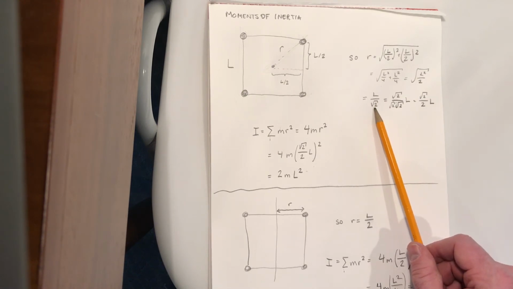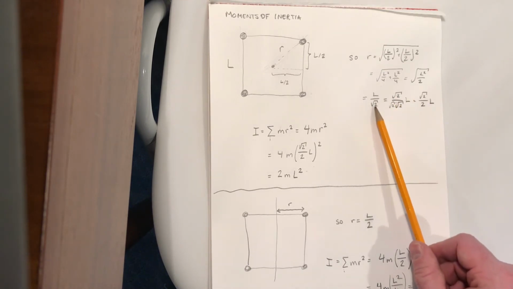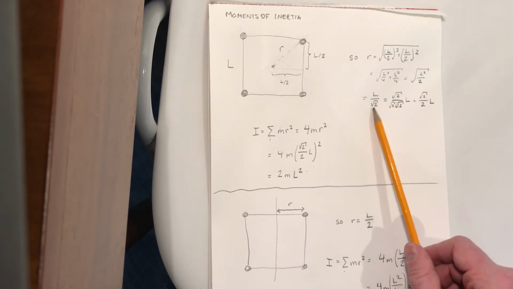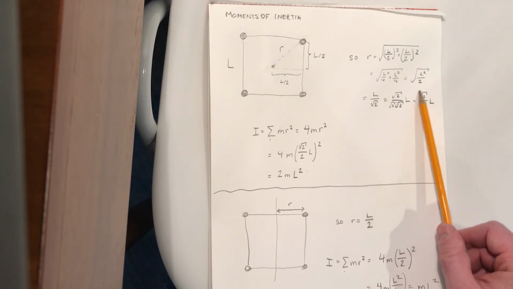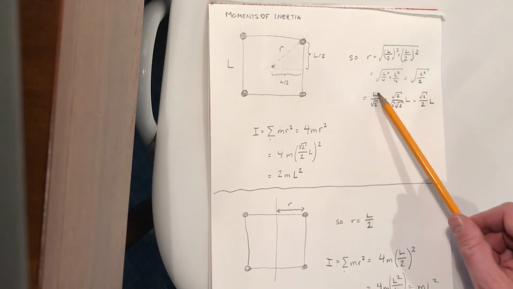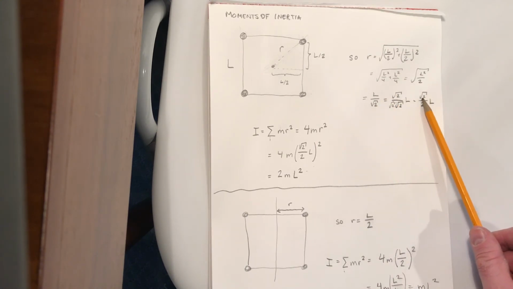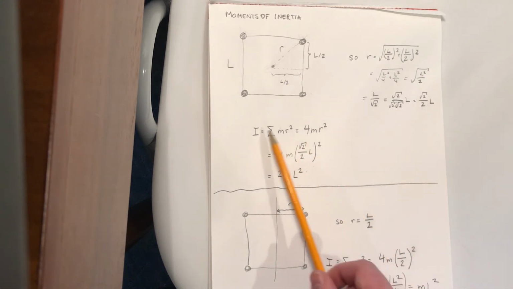Now he writes it a little bit differently in the slides as square root of 2 over 2. The way to get that is if you multiply top and bottom by square root of 2, you get square root of 2 over square root of 2 times the square root of 2, which is this. And this is actually a useful relationship to remember. L over the square root of 2 is the same as square root of 2 over 2 times L. So anyway, we plug that in.